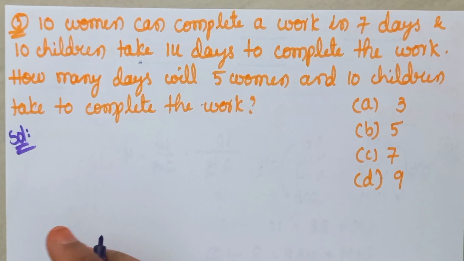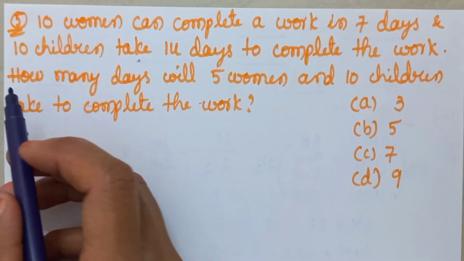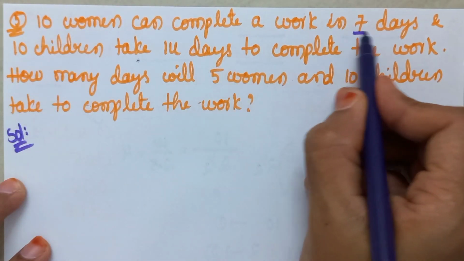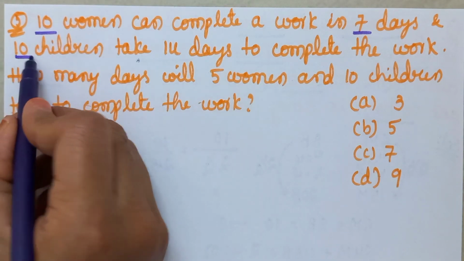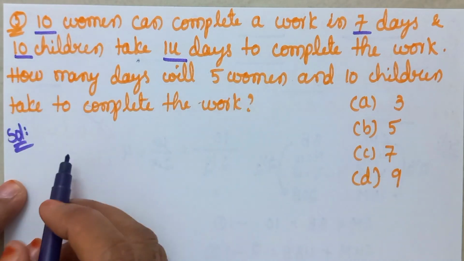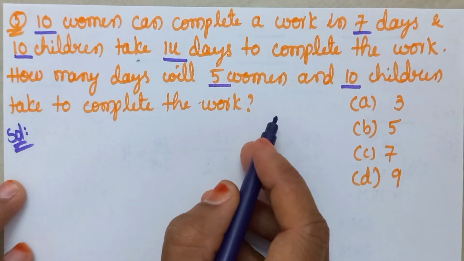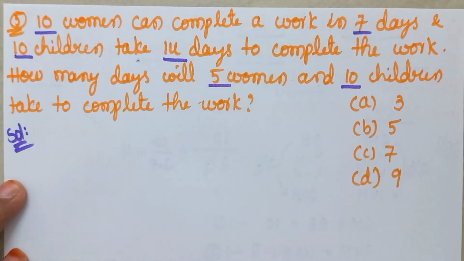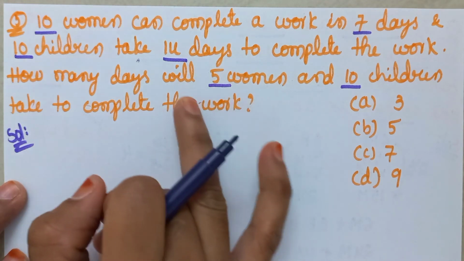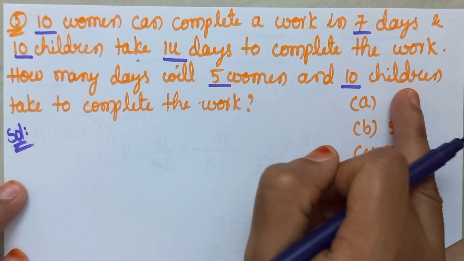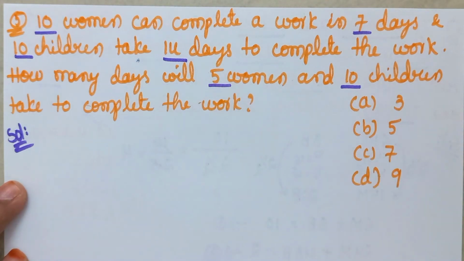One of the simplest examples. So let's try to do this. 10 women can complete a work in 7 days and 10 children take 14 days to complete the same amount of work. How many days will 5 women and 10 children take to complete the work? For this type of question, first of all we should find the 1 day's work of a woman and child. Then we have to find what is asked. So 5 women and 10 children here in this question. We have to substitute 1 woman's work into 5 and 1 day's work of a child into 10. Then we will get the answer.